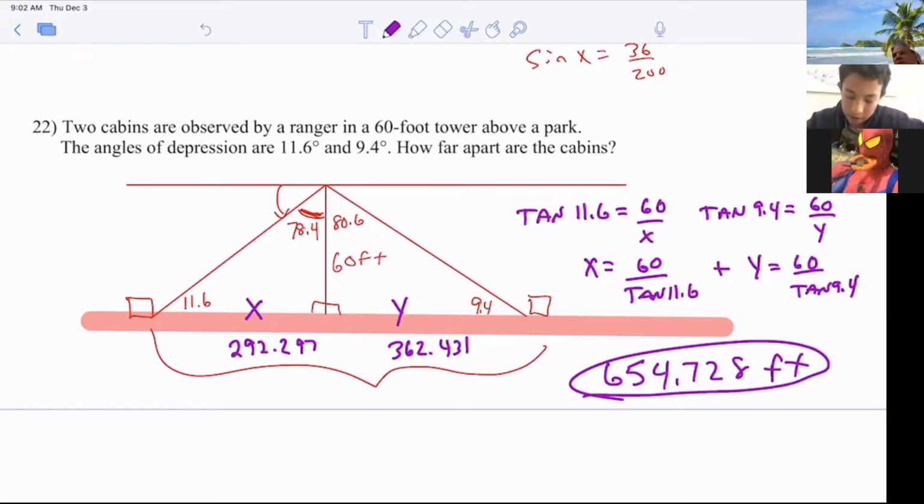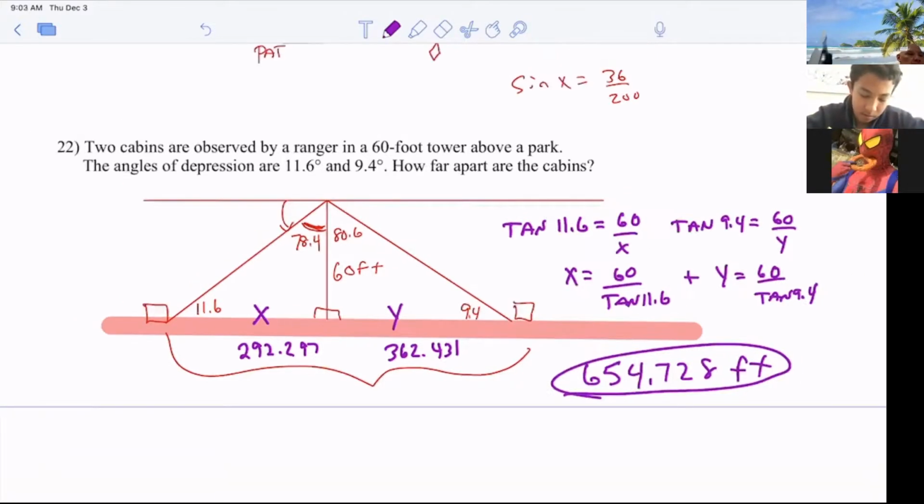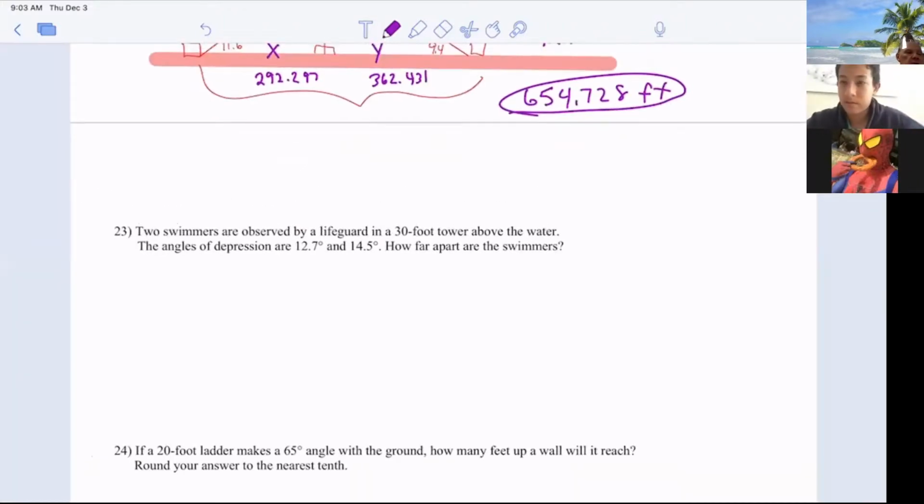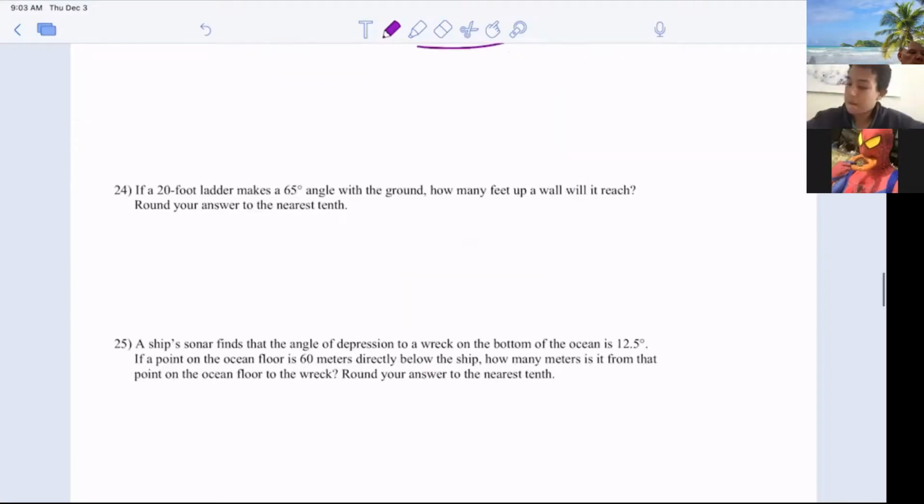Anybody have any issues? Okay, let's keep going. 23. 2 swimmers are observed by a lifeguard in a 30-foot tower. Do we agree that's the same problem? Yeah. Right. I don't want to waste time. Everybody good on that? All right. Does anybody know? Well, what's the answer? Did anybody do it? 17.1. 17. Is that, I mean, I don't mind. Come on. That was pretty weak, guys. 17.1 feet.